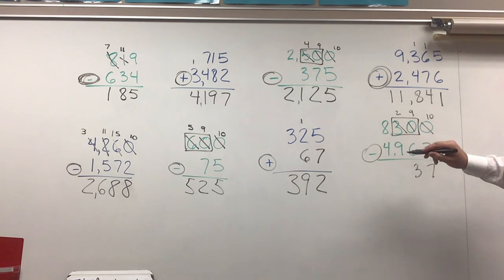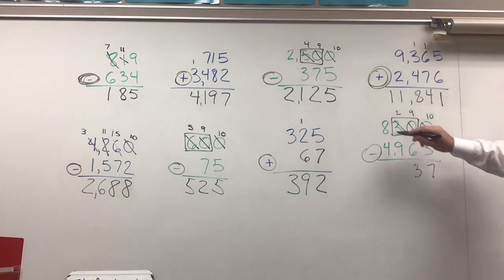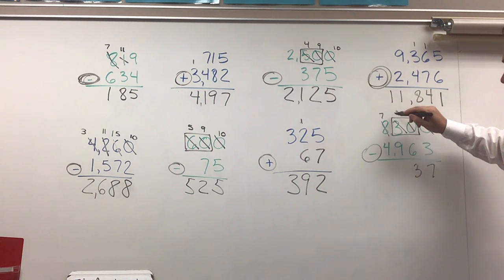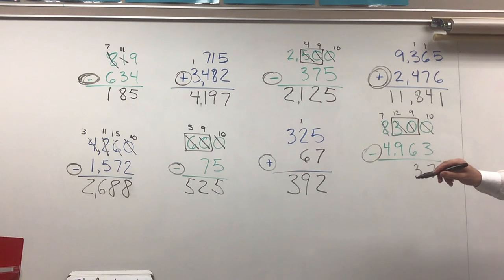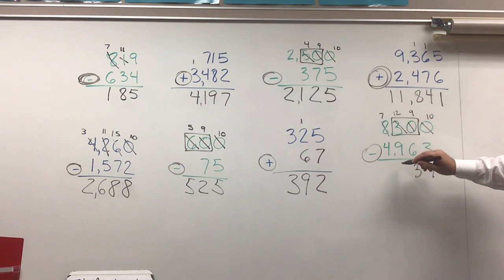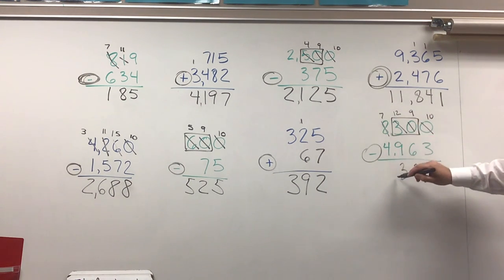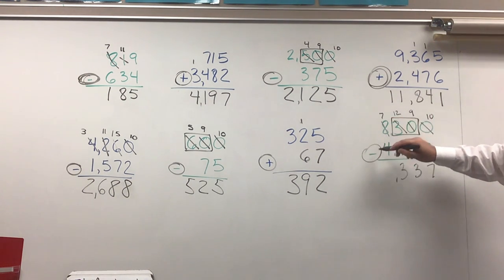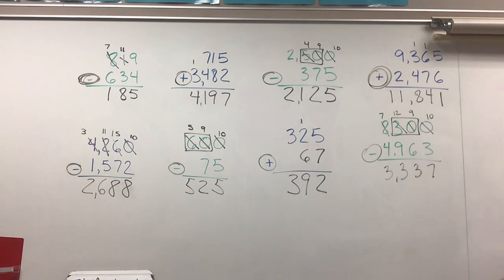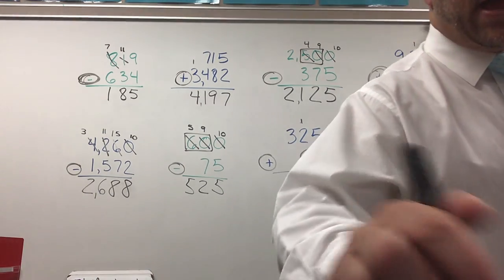2 take away 9. Can't do it. I'm going to go over the 8, make it a 7. I'm bringing 10 over. I already had 2. Now I have 12. 12 minus 9 is 3. And 7 minus, oh, comma, comma, comma. 7 minus 4 is 3. 3,337, okay? Try a little practice, guys.